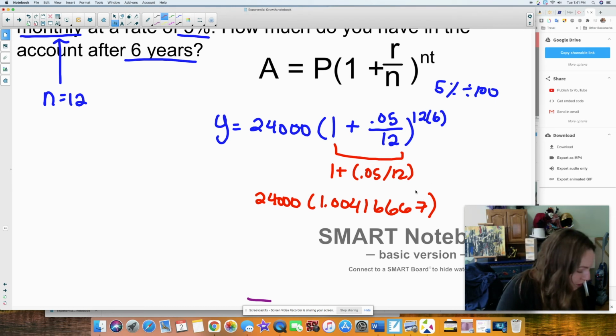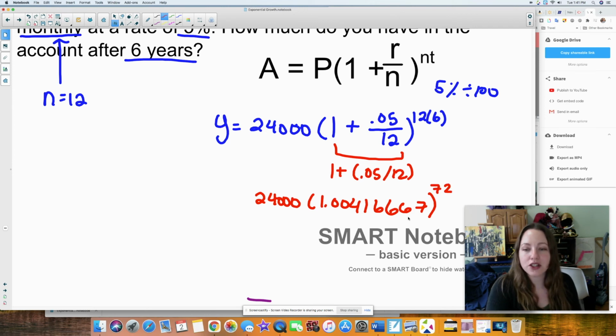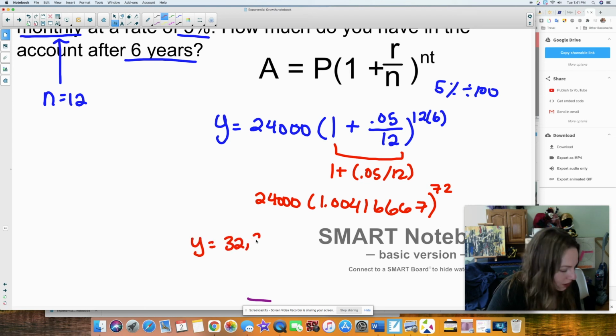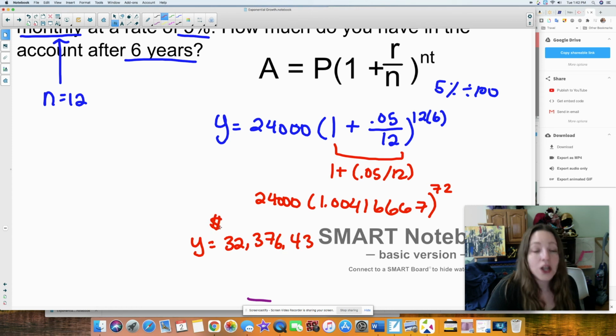And then for the exponent, what is 12 times 6? It's 72. And now I can just type this in my calculator. So I put 24,000. If you want to just type the whole thing in, that's okay too. But you have to use all those decimals because you will get a drastically different answer. And the answer is y equals $32,376.43. So if it compounds more often, you make more money, which is a good thing. So we're going to be learning all about making money with this.